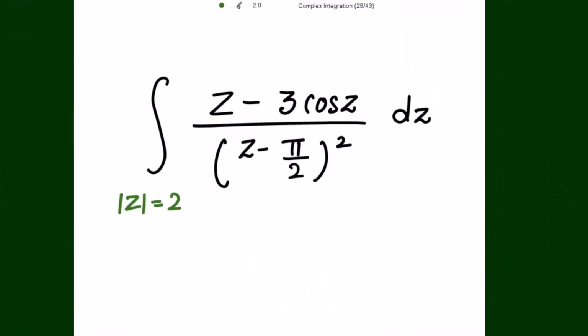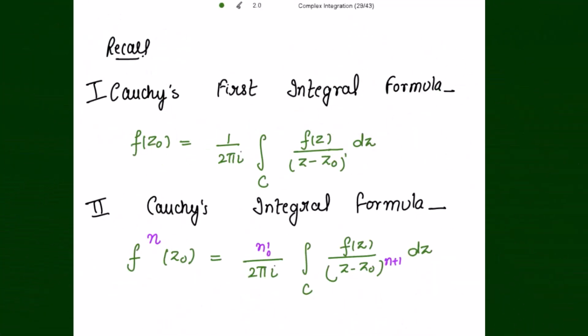The integral is (z minus 3 cos z) over (z minus pi by 2) whole square dz over the circle |z| equal to 2. Before moving on to the solution, let's recall first the Cauchy's integral formula. So first one is Cauchy's first integral formula. Suppose this is a circle C having the point, let's say z0.